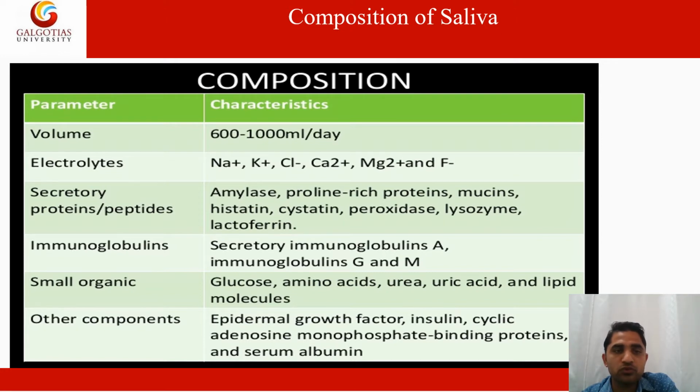Then come to the proteins and peptides. These include amylase, proline-rich proteins, mucin, histatin, cystatin, peroxidase, lysozyme, and lactoferrin. The immunoglobulins are immunoglobulin A, immunoglobulin G, and immunoglobulin M. The small organics are glucose, amino acids, urea, uric acid, and lipid molecules. The last components are epidermal growth factor, insulin in a very rare amount, cyclic adenosine monophosphate, and the serum proteins and albumin. These are the other components present in the saliva.